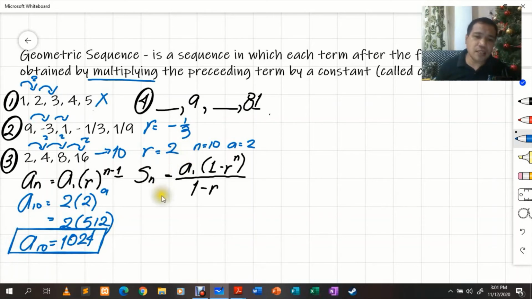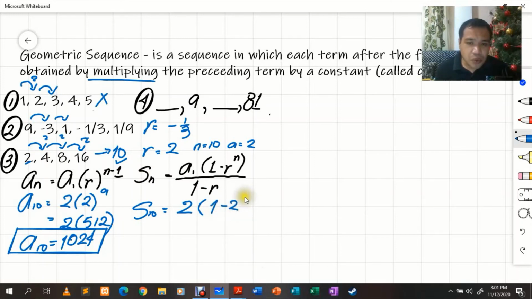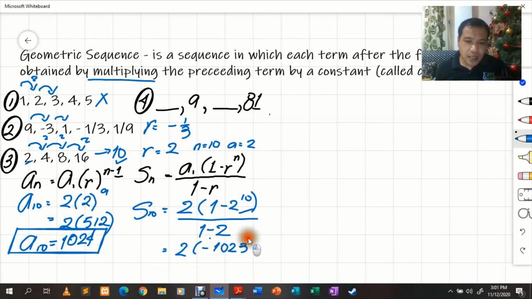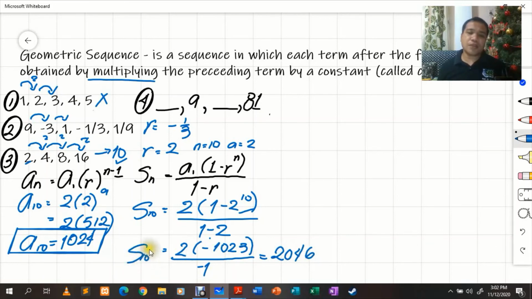Next, what if we are to find the sum of the first term up to the 10th term? So, yung pa rin na example natin sa example number 3. So, sum ng 10 terms, a sub 1 is 2 times 1 minus r raised to 10 all over 1 minus r, which happened to be 2. So, 2 raised to 10, and this will be negative 1. So, 2 times 1 minus 2 raised to 10, 1 minus 1024 is negative 1023, all over negative 1. Ang sagot natin dito is 2046. Since negative, magiging positive na yung value natin. So, the sum of the 10 terms from 2 up to 1024 is 2046.